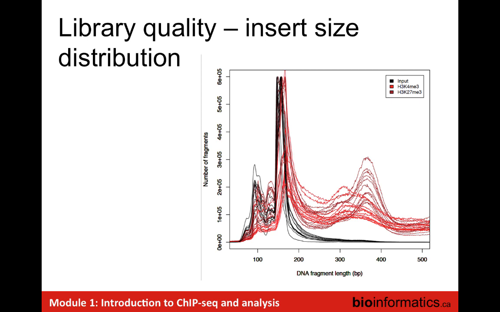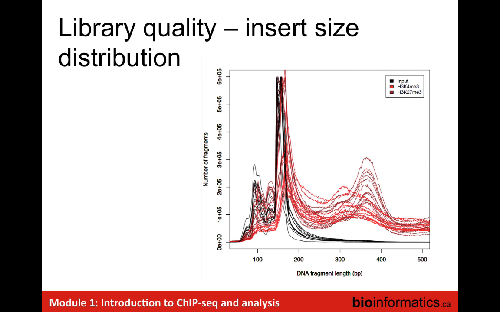In what we ended up sequencing on the sequencer, right? This is native ChIP. In cross-linked ChIP, you don't see this shift to the same degree, but it's still present, right? So we can look at these distributions as a way of saying, well, does this make sense? Am I seeing what I expect?